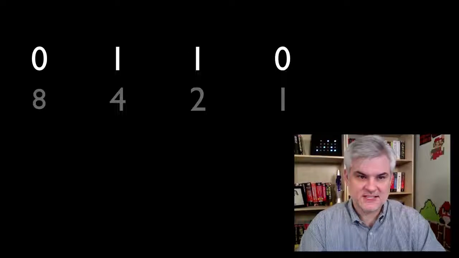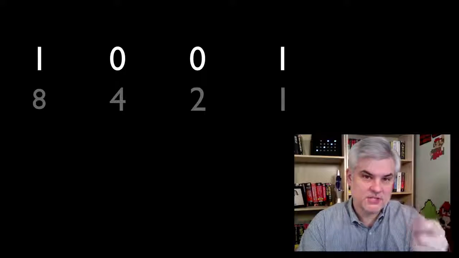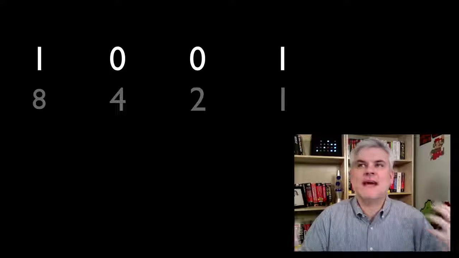5, 6, 7, 8, 9. 9 would be what? 1, 0, 0, 1. I'll take an 8, I'll skip the 4s, I'll skip the 2s, and I'll take the 1. Add them all together, you get 9. And so just expand that to 32 bits, and now that's how you get this massive negative 2 billion to positive 2 billion range. And remember, there are like 2 billion bytes that you have with 2 gigs of RAM, okay?